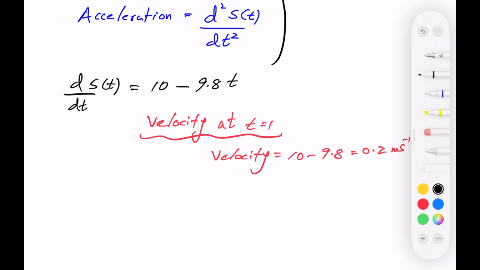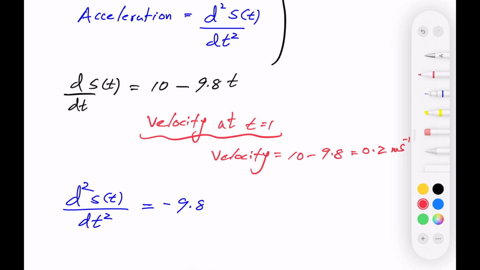Next, we will find the acceleration. The acceleration is the second derivative of the displacement function with respect to t, which you should write as d squared s(t) over dt squared. In order to find that, I need to differentiate the first derivative of the function of displacement. 10 differentiation is equal to 0. When you differentiate negative 9.8 times t, it just becomes a negative 9.8.